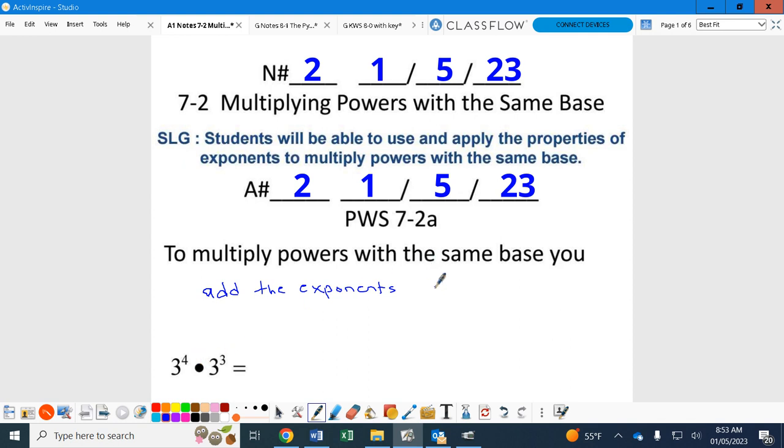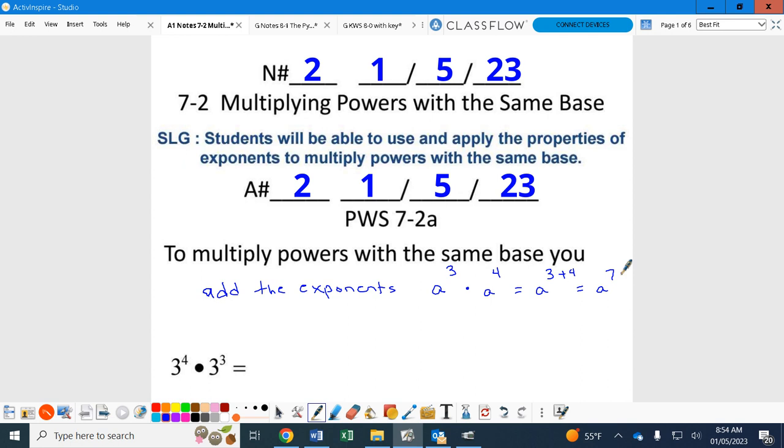So if you have a problem that looks like this, a to the third times a to the fourth, really all that is a to the 3 plus 4, which means it's a to the 7th. It's very tempting to multiply them, and that's what you do on something else, so be careful. When you're multiplying like bases, you add their exponents.